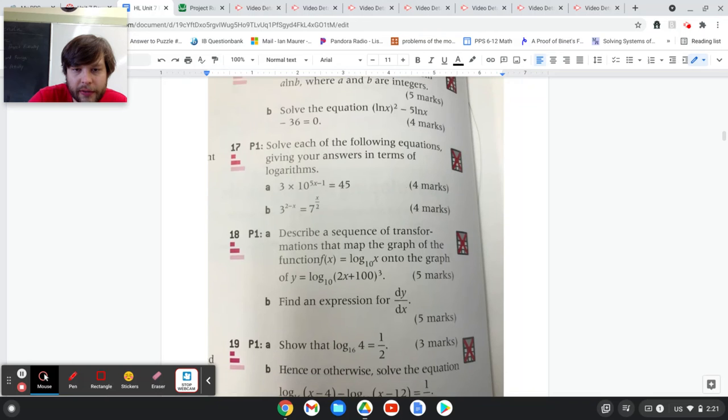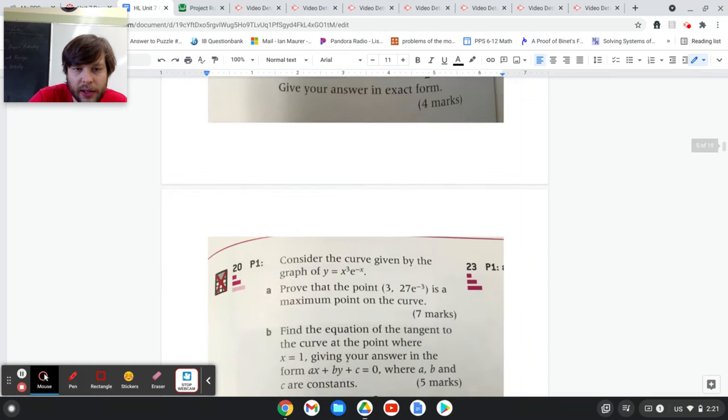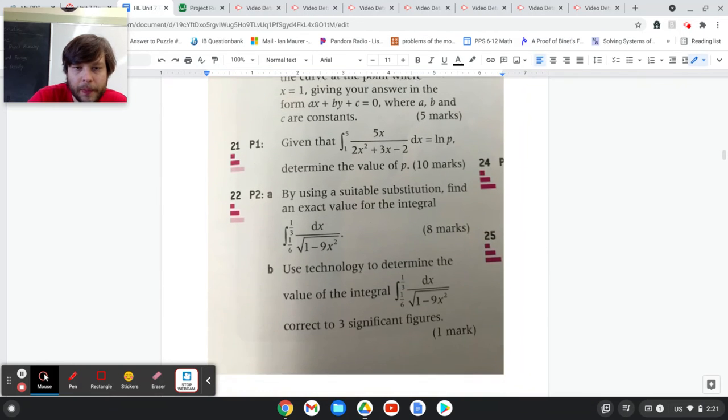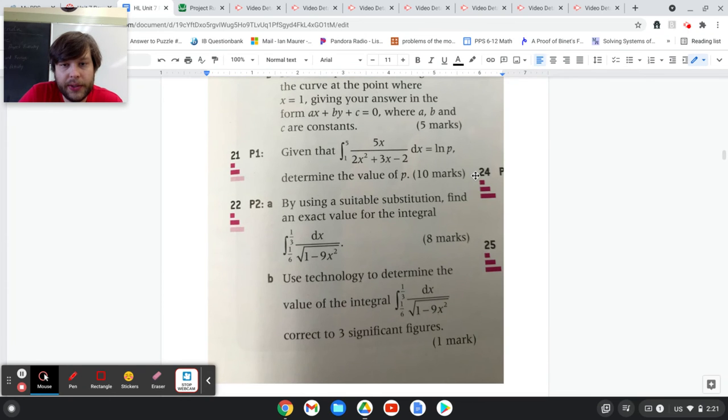16 is not an integral, 17 is not an integral, 18 is not an integral, 19, 20. 21 is an integral right there. It doesn't look Pythagorean to me because you've got 2x squared plus 3x minus 2. This one would be a partial fraction decomposition.